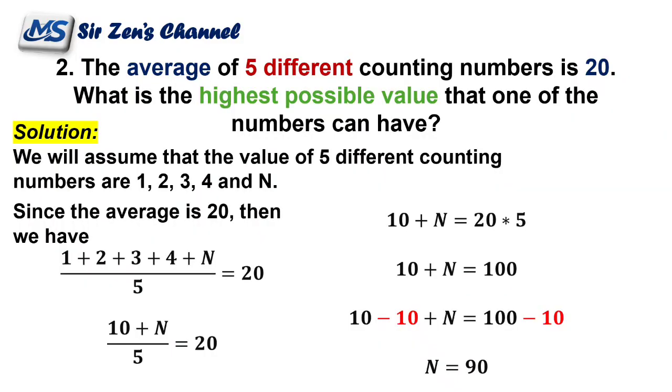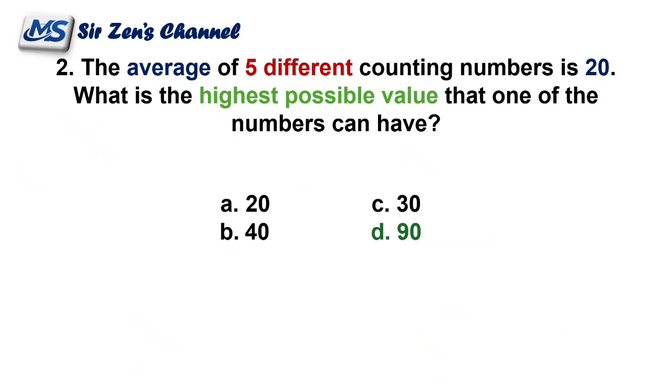So the highest possible value that one of the numbers can have is 90. That is 90, and that's all.